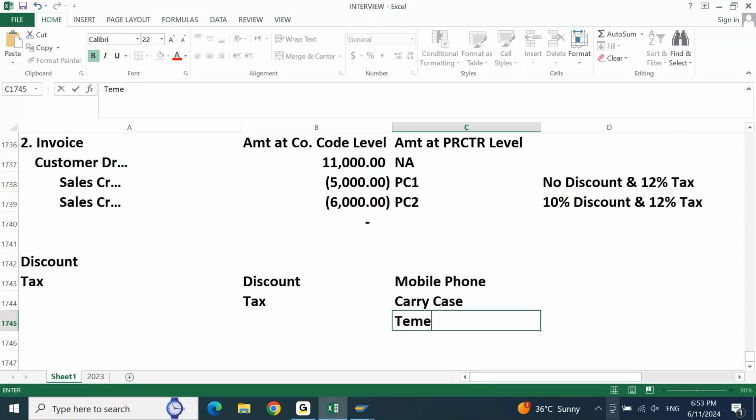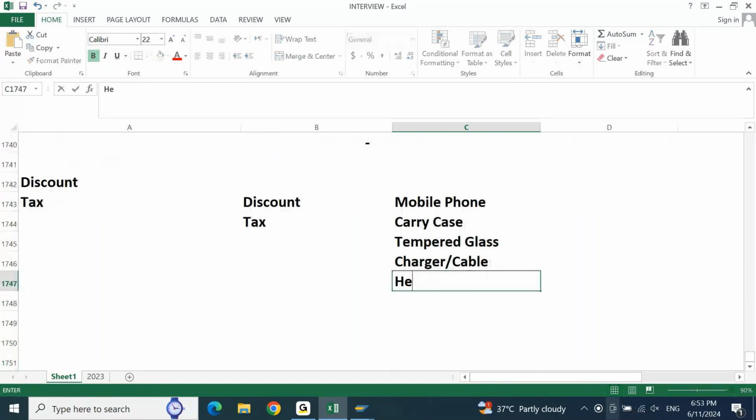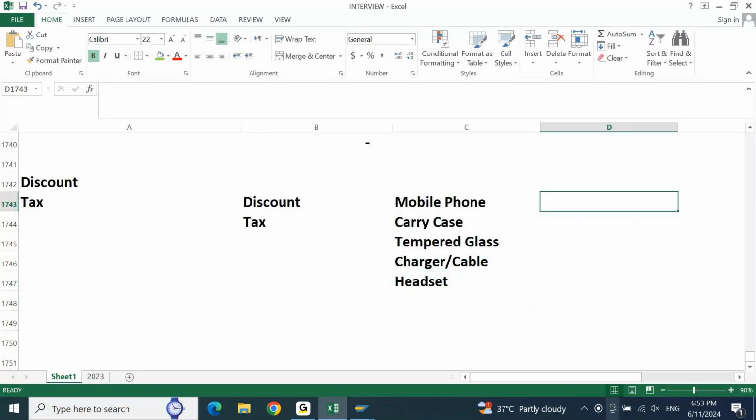Cable, tempered glass, charger, headset. Assume that these are the mandatory things they give. Now, for the mobile phone, they are charging you 30,000. Are they charging anything for the carry case, or is it given to you and are you paying for it?